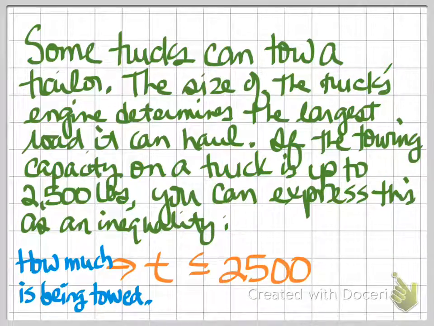Here's another example. Some trucks can tow a trailer. The size of the truck's engine determines the largest load it can haul. If the towing capacity on a truck is up to 2,500 pounds, you can express this as an inequality. Let's use T to show the weight of how much I can tow. In this example, T is less than or equal to 2,500 pounds. So anything up to and under that amount, the engine would be able to successfully haul. Anything over that, and it would not work.